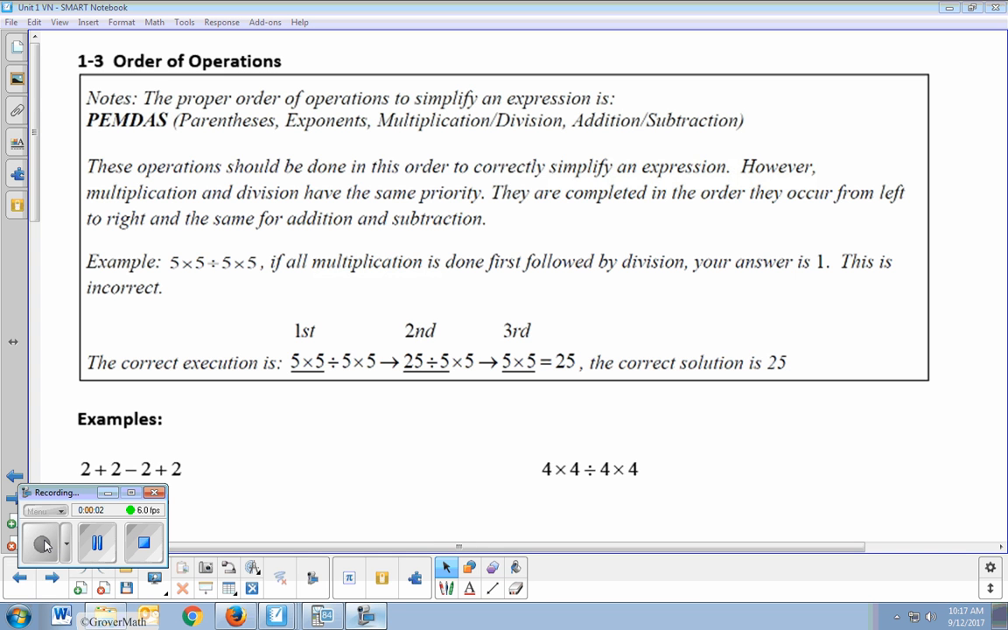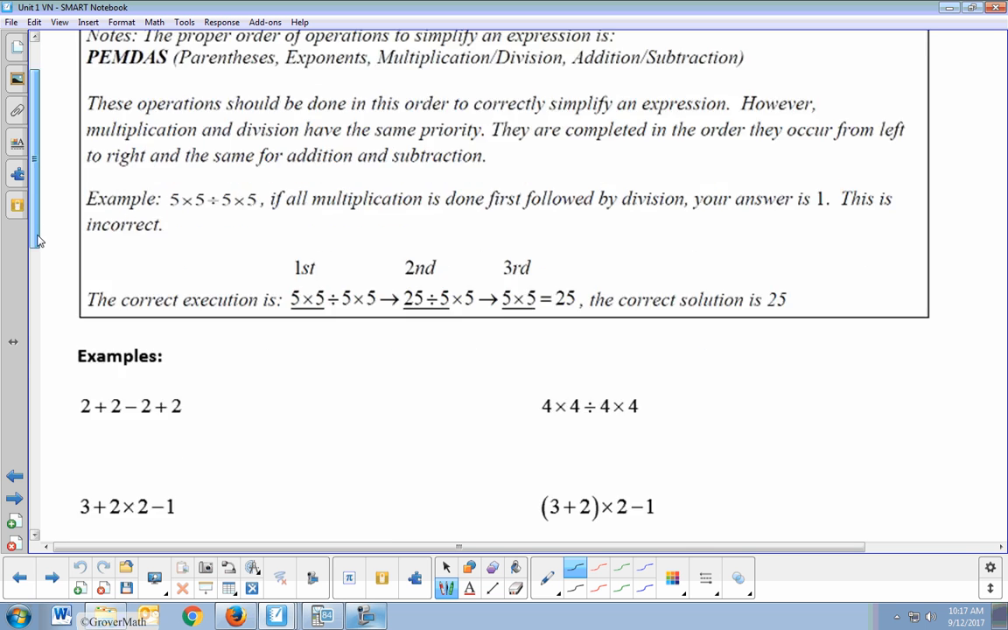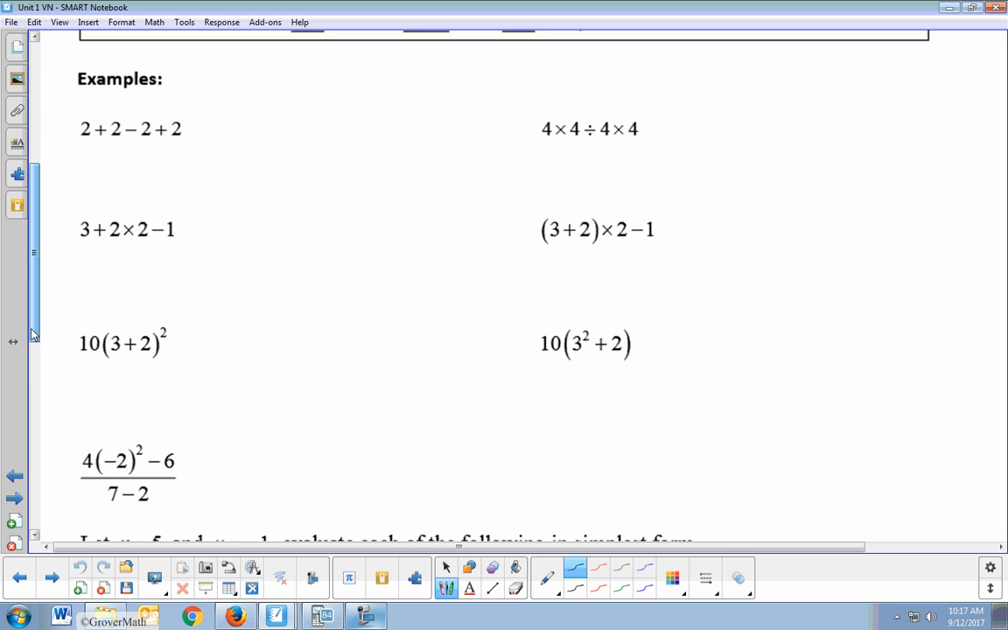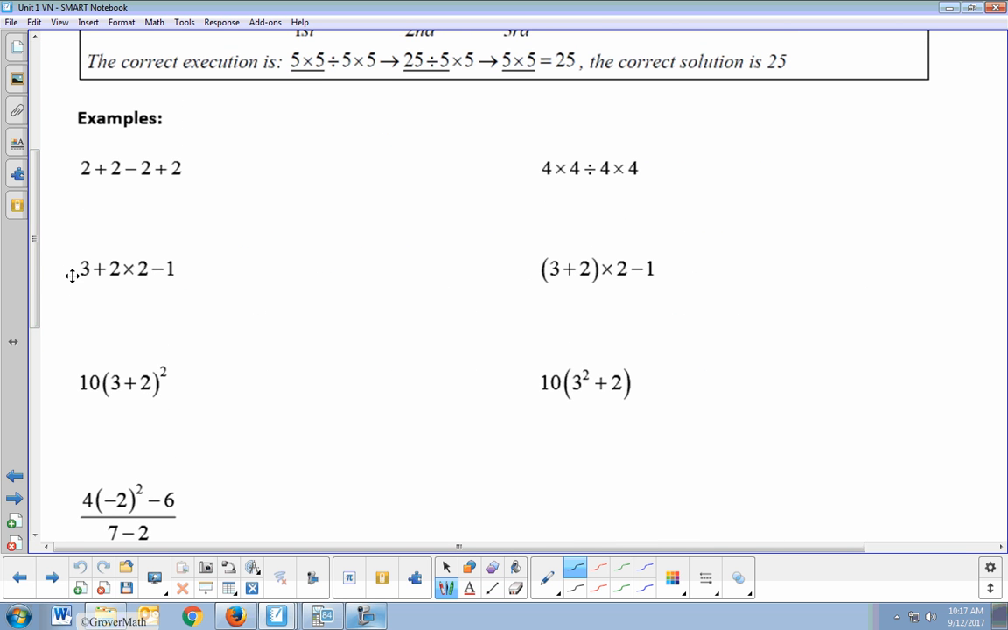Algebra 1, Common Core, Unit 1, Section 3, Order of Operations. So order of operations is how we simplify expressions. You see down here these types of things, and some of you may be in the habit of just typing them into your calculator, which your calculator can do for you. It can solve these as long as you type them in properly, and the TI-84 is very helpful for that. And I'll show you a little bit of that today as well.